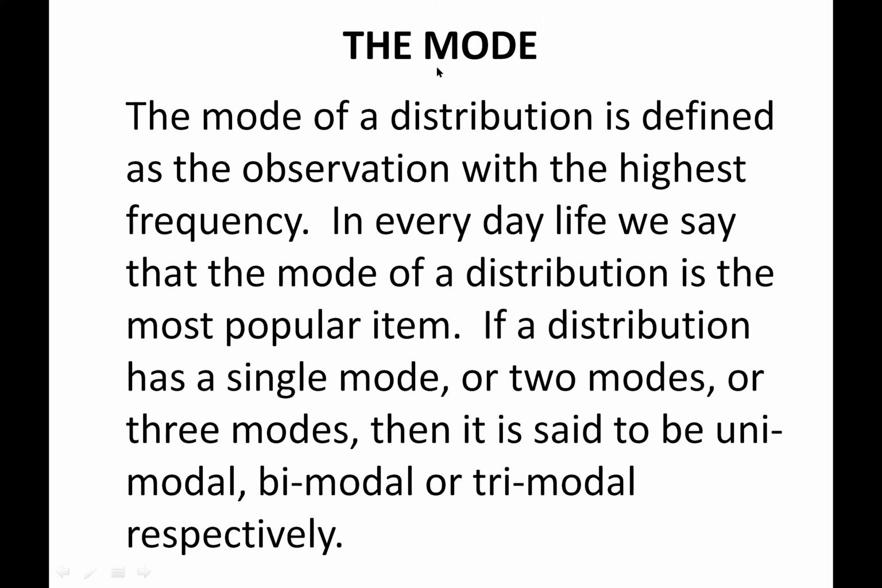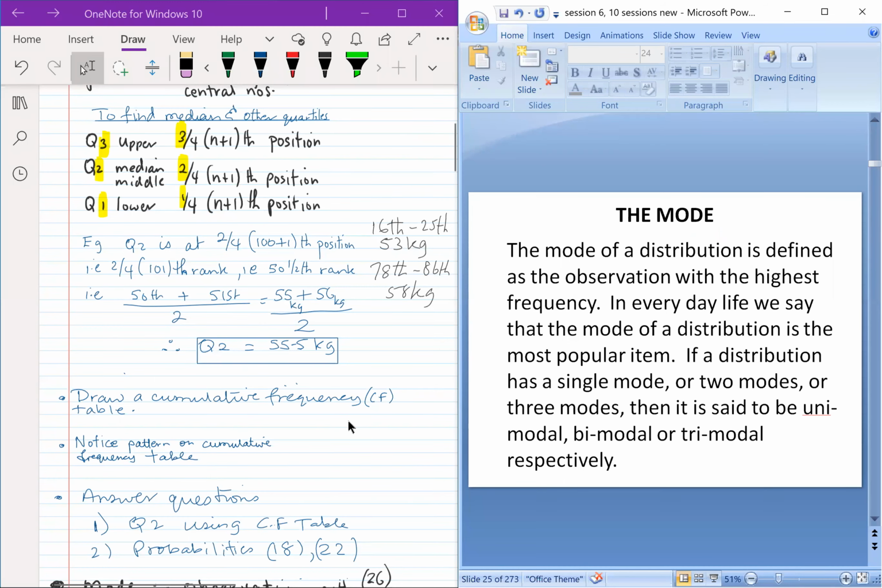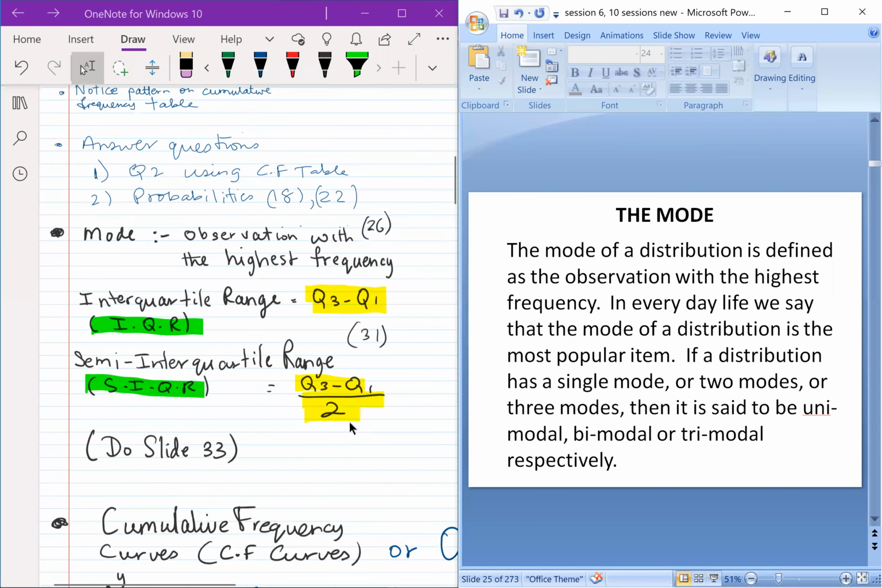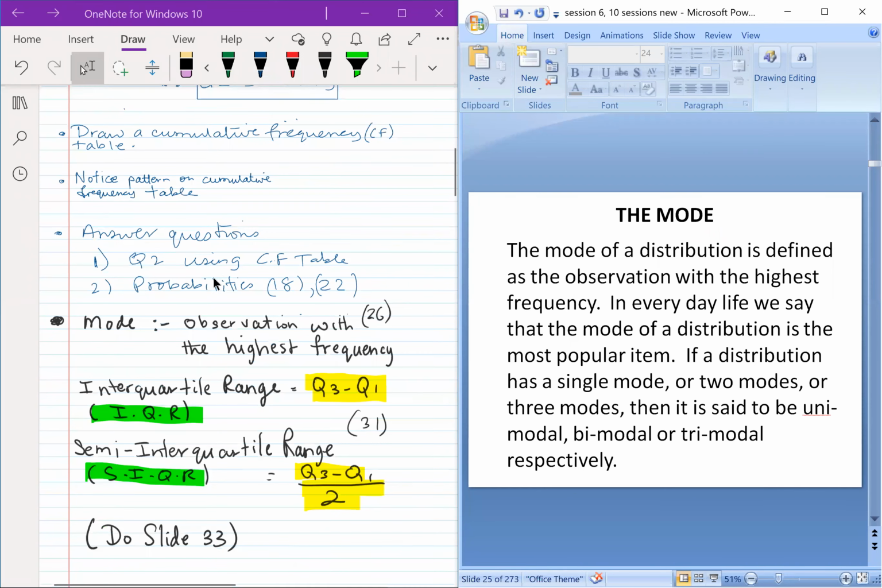Now, the next thing you're supposed to be aware of is something called the mode, right? So let's see what the mode is about. The mode. Let's talk about the mode. Right. So the mode is the observation with the highest frequency, right? That's the observation that occurs most often.